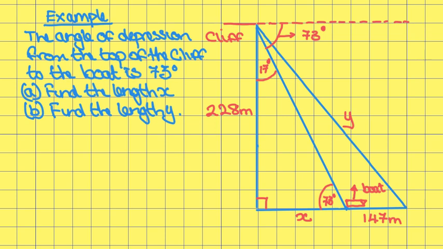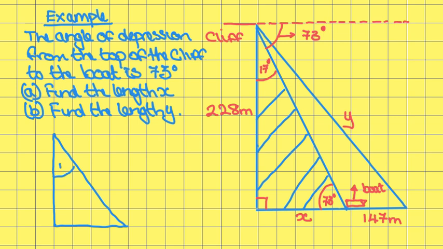So let's find the length x. So we have a right-angled triangle here. So we've got this triangle here, which we can use. We've got the height of the cliff, which is 228. We've got two angles. So if we draw this so we can see it easier, let's use this angle 17. That is our length x. This is 228. Our right angle is there.